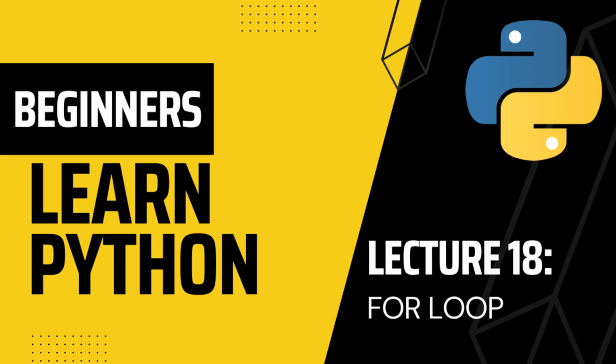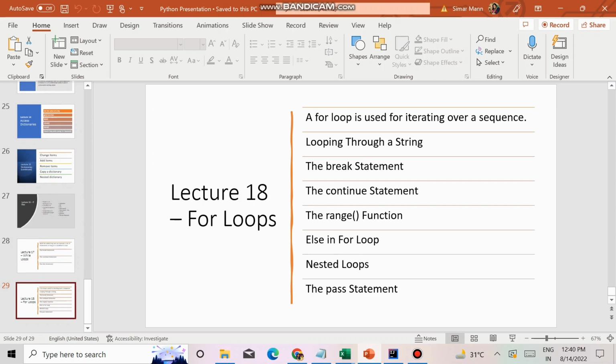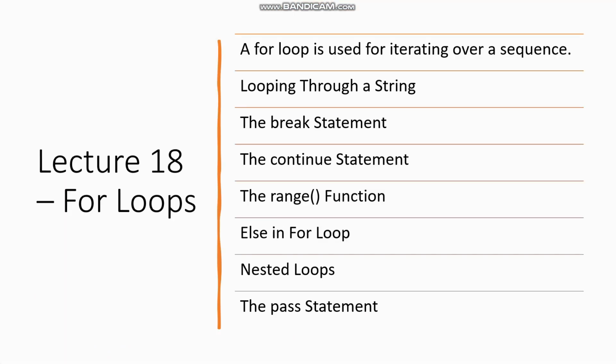Let's do lecture 18, for loop. Okay, now we have already completed 2. A for loop is used for iterating over a sequence. We loop through a string. We understand break, continue statement in for loop. We'll understand range function, else, nested and pass statement.